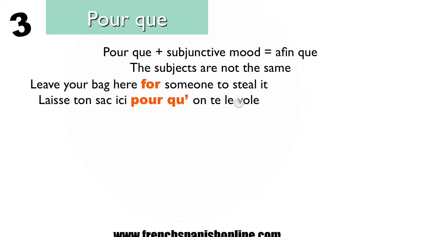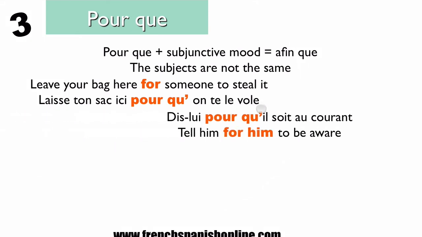And here, the form is a subjunctive mood. Of course, you know that for the verbs of the first group in French ending in er, the subjunctive and the indicative are the same. Dis-lui pour qu'il soit au courant. So tell him for him to be aware.